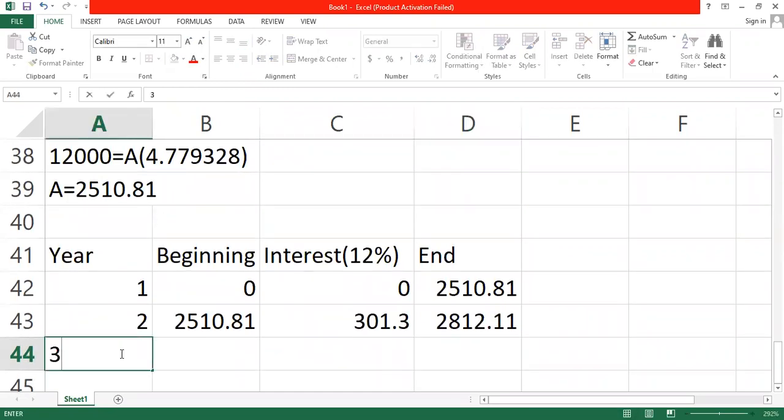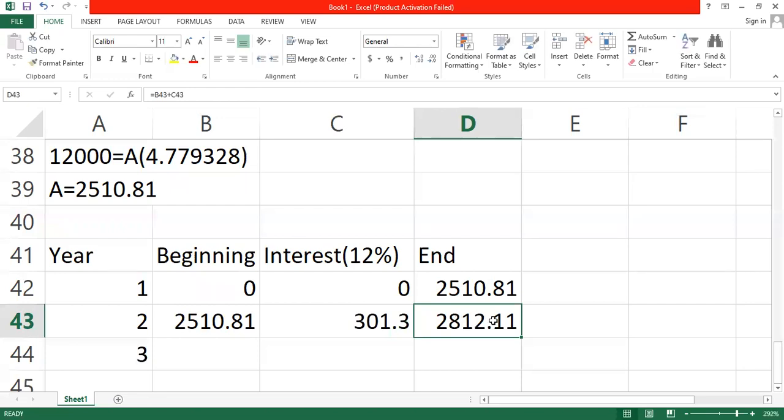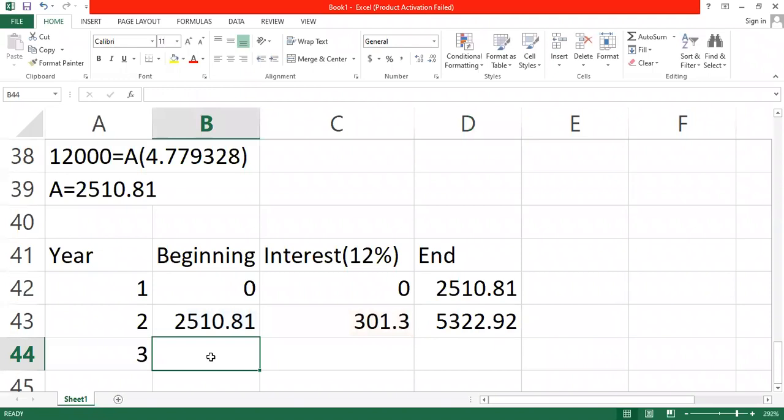2812.1. Okay. So at the beginning of the year, how much will be the balance there? The same balance from the end of the year. No, it will not be that. They will do an additional deposit again. Yes, add an additional 257. So this will be plus 2510.81. The deposit will be made at the end of the year, isn't it? So that would be 5322.92.